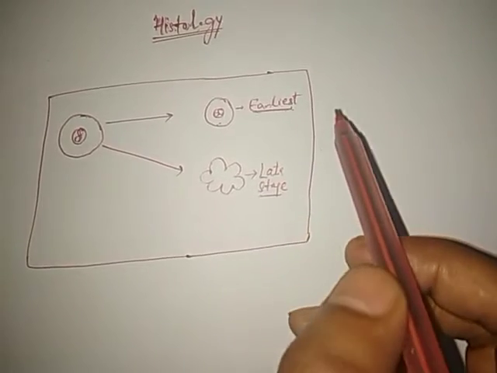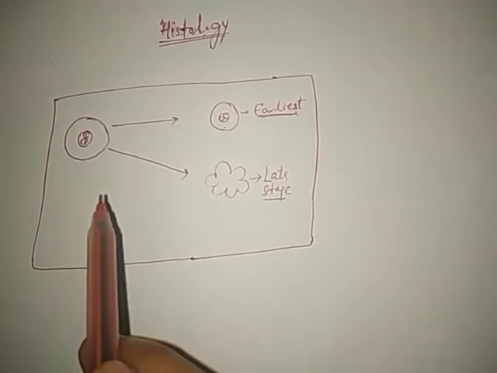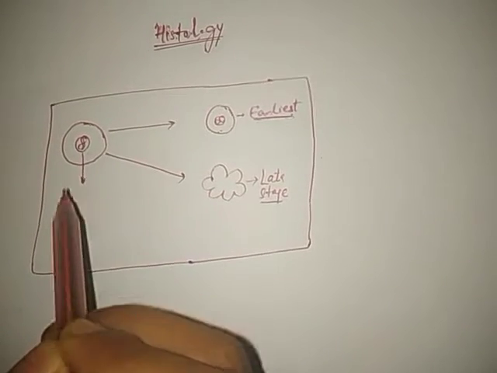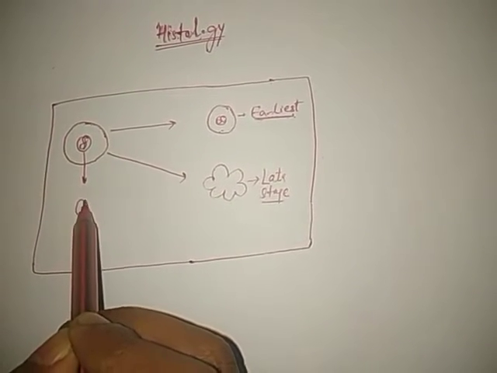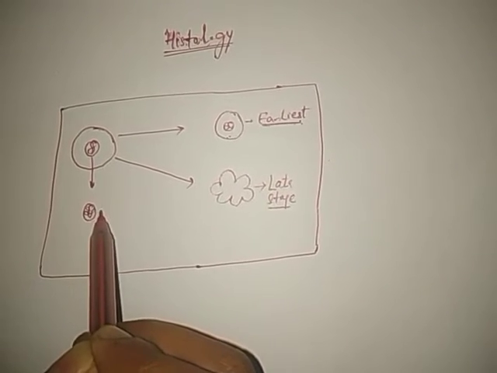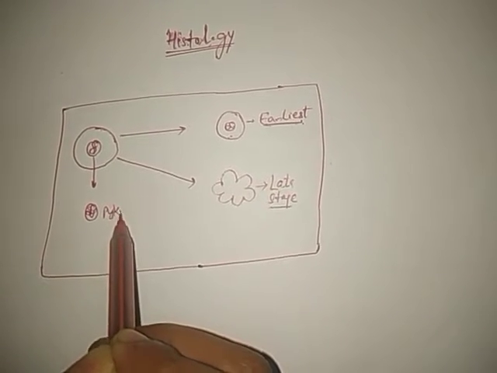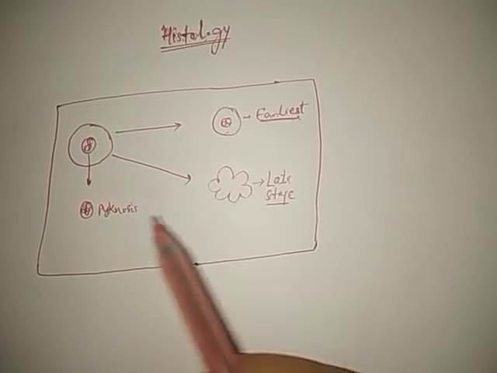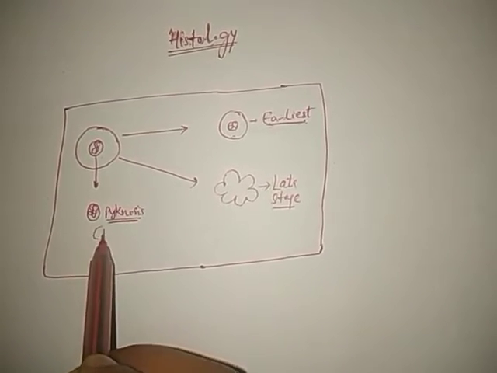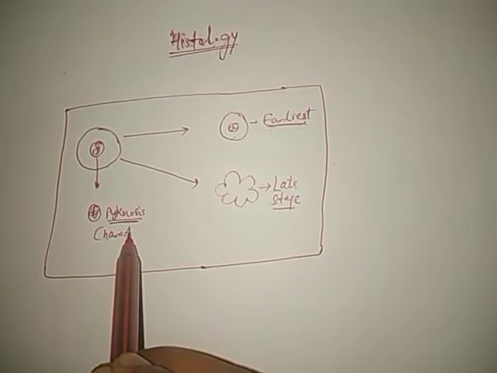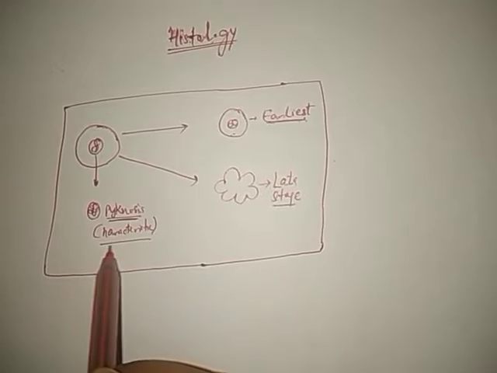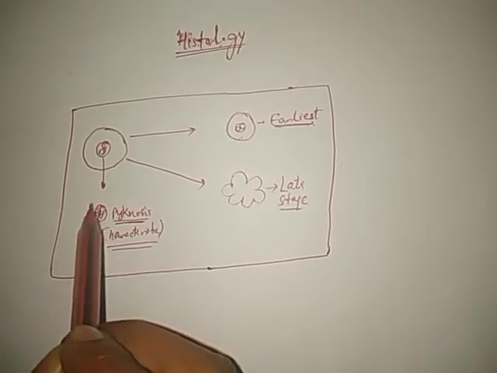Another characteristic feature of apoptosis is nuclear condensation, which is also called chromatin condensation, which is also called pycnosis. This is the characteristic feature of apoptosis.